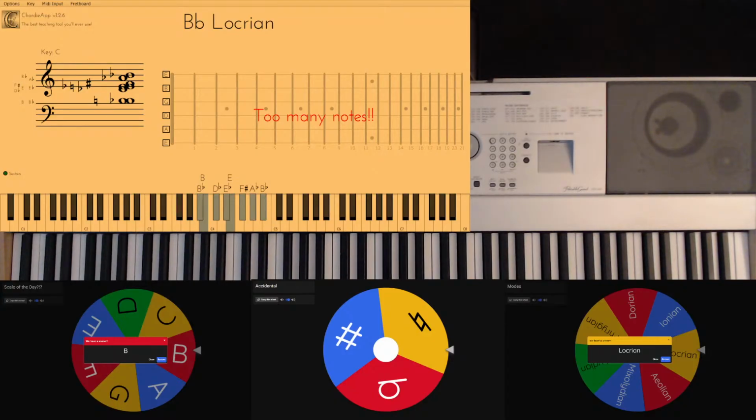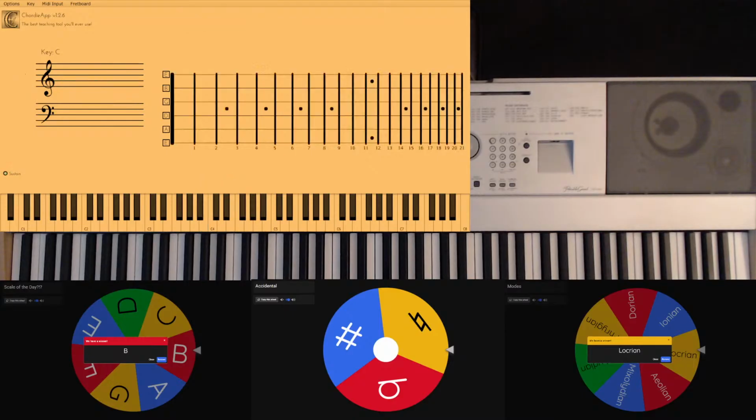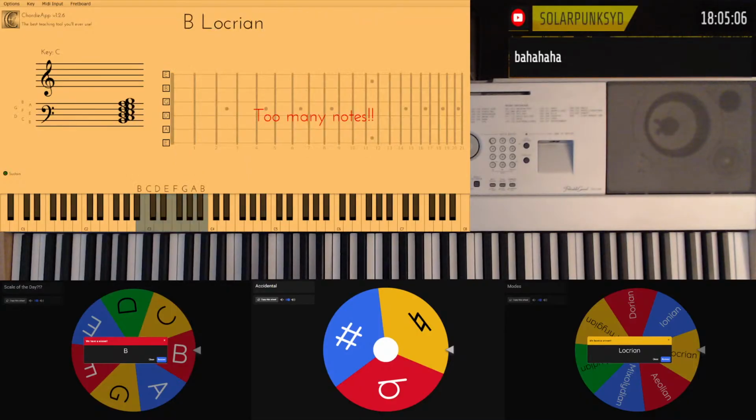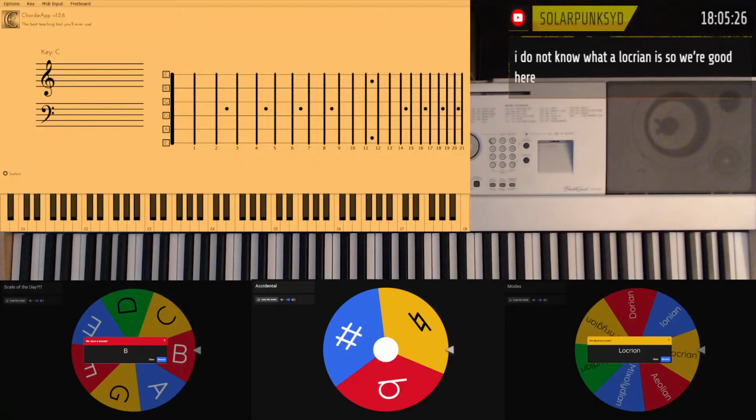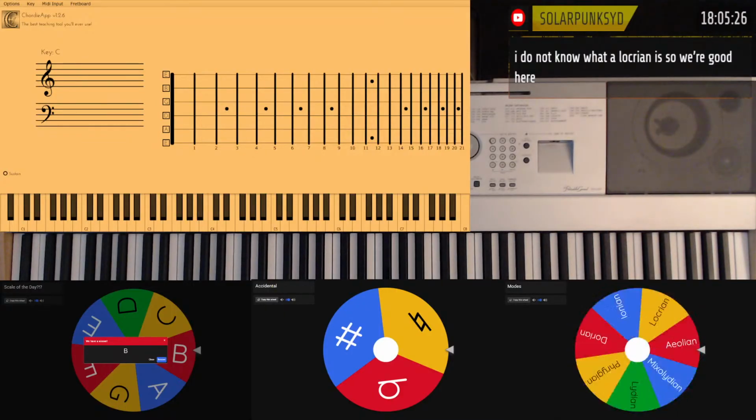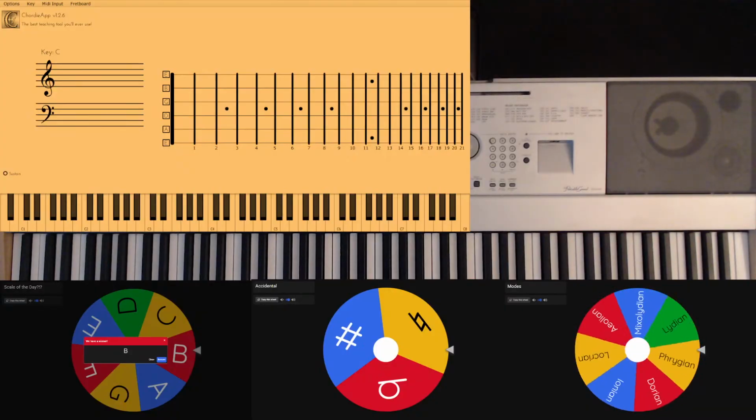Oh, hold up. B natural Locrian, right? So all the white notes from B to B. Yeah, but no. Yes, but no. Okay, we played it. See, that wasn't so bad.